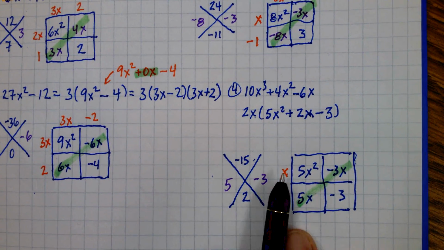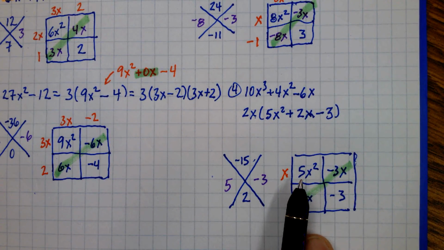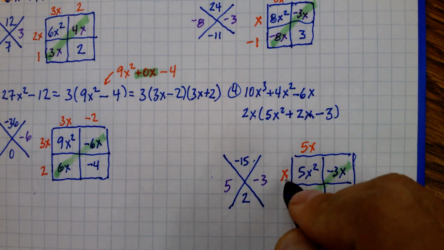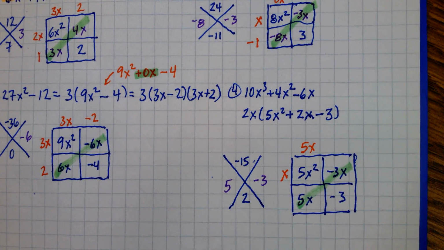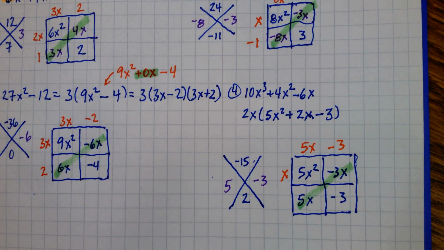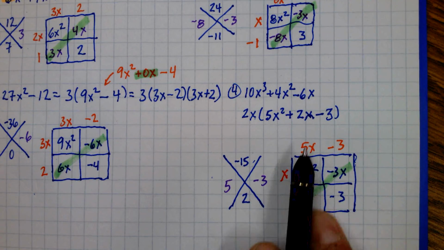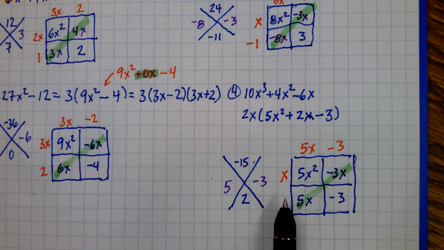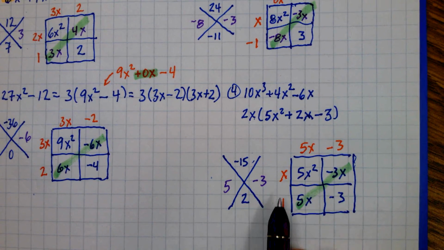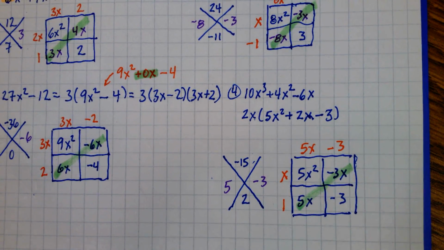Again, I'm going to use this x to get the whole top. X times something gives me 5x squared. 5x. X times something gives me negative 3x. Okay. Now, let me use this top number to get this number. 5x times 1 gives me 5x, so 1. Let's test it out. 1 times negative 3 is negative 3, so it works out.